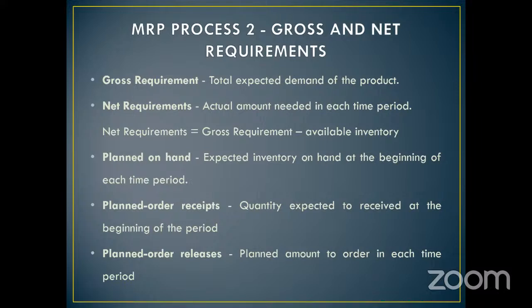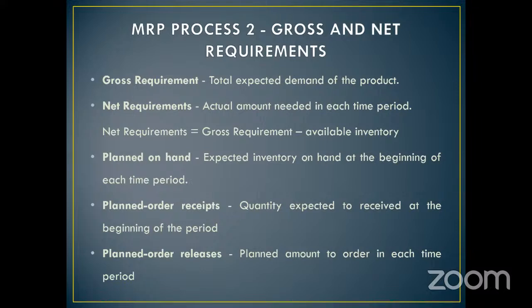Then the planned on hand, the expected inventory on hand at the beginning of each period. The planned on hand means before starting the manufacturing, how much of the product is in our production center. Therefore, it will be gross requirement minus availability of inventory. Planned on hand means the expected inventory on hand at the beginning of each period. Let's say the first period is completed and the next period starts. After the start of the next period, you have to know how much is left over from the previous period, right? The planned order accordingly.